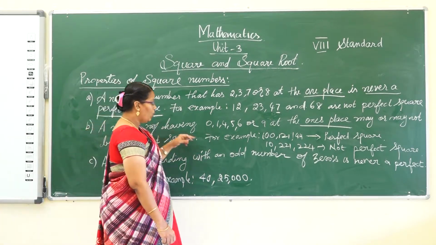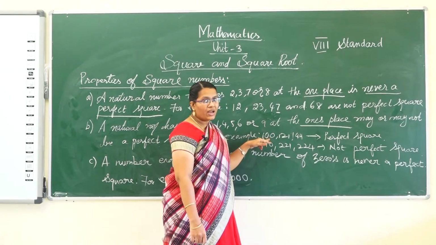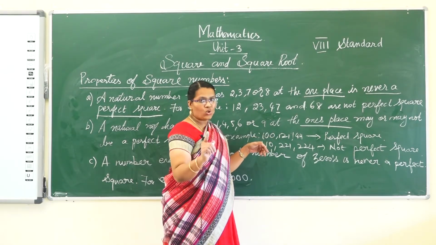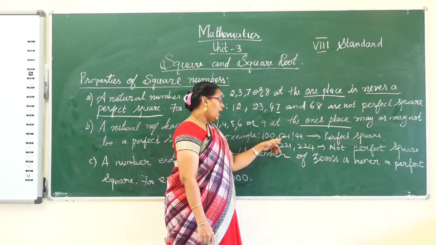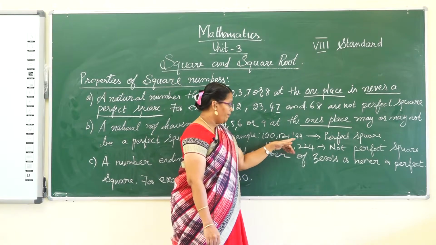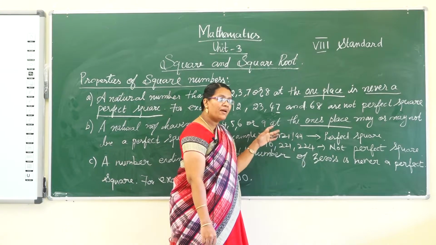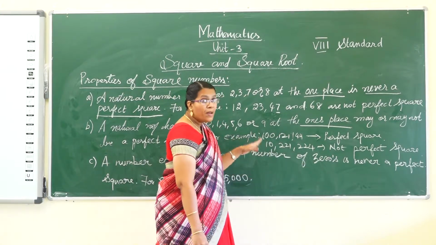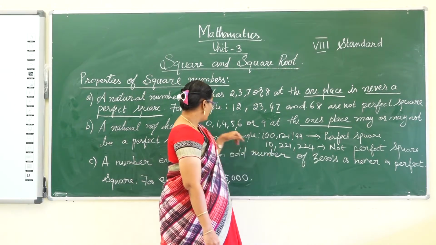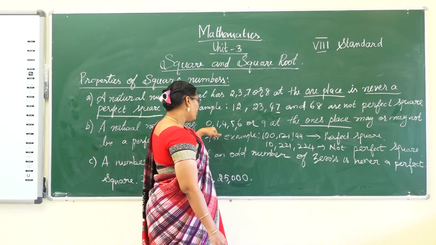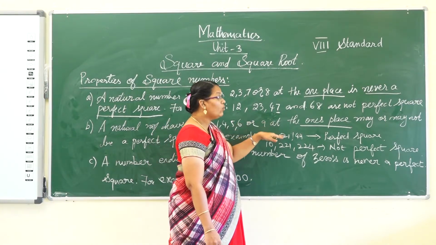See the example now. 100 is a perfect square. Which number's square gives the value 100? 10 square gives 100. 121 means 11 square. 144 means 12 square. These are all perfect squares. Listen, 10 ends with 0, is it? What is property number 2? 0, 1, 4, 5, 6 or 9 at the ones place.